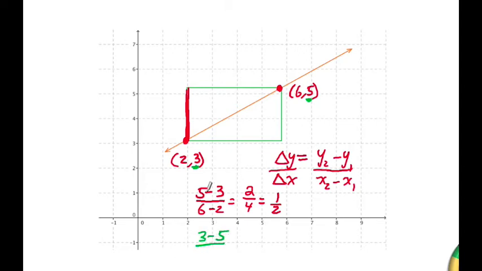But once I choose that 3, it forces me to choose the 2 first for the x's. So here I get 2 minus 6. Well, 3 minus 5 is negative 2, and 2 minus 6 is negative 4, and when you reduce it, it becomes positive 1/2. So the slopes are exactly the same. Doesn't matter which one you pick first. Alright, so that's slope calculation.